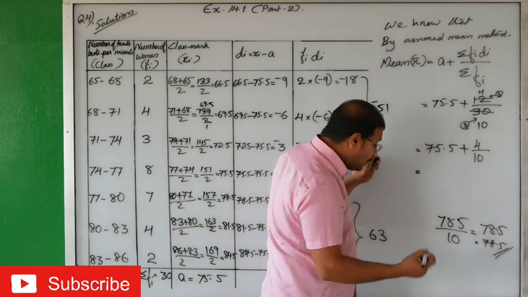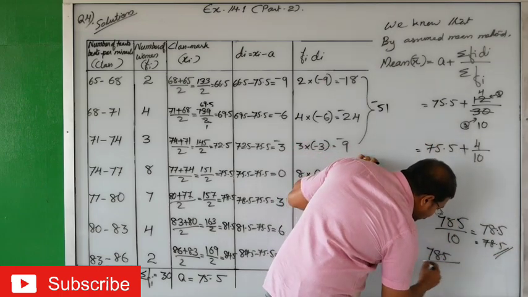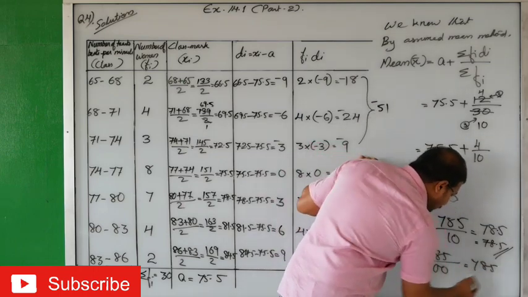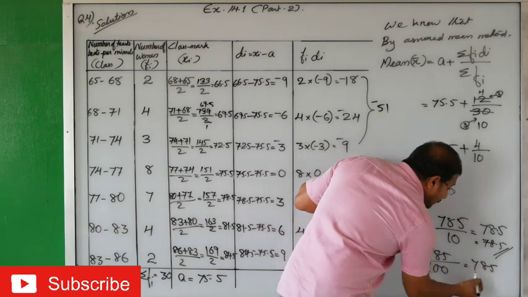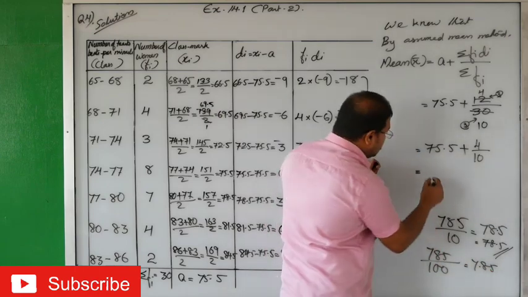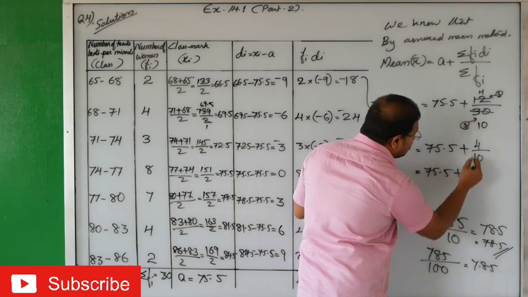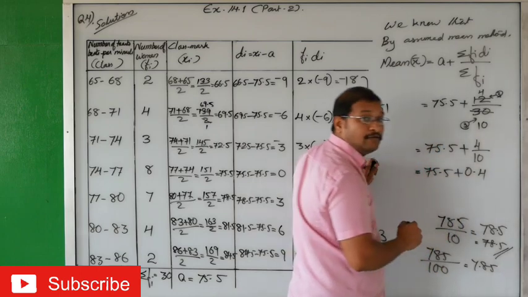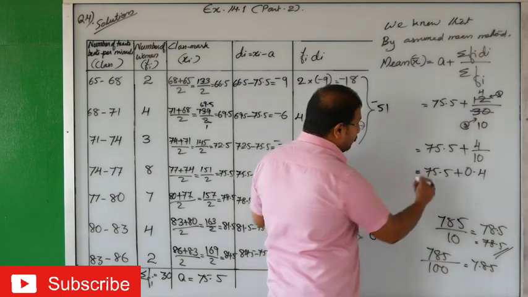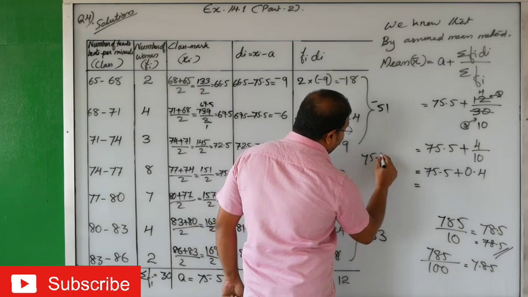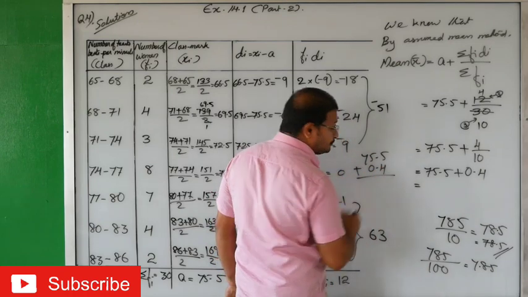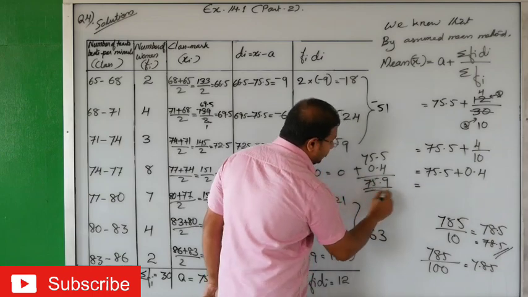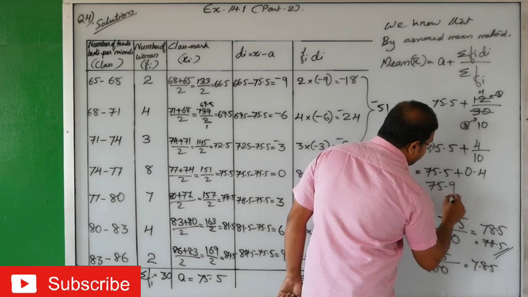Same way, if I want to find out 785 divided by 100, what you will do? This equals 785. How many zeros are here? 2. From right, left, 2 digits, point will put. Equals 75.5 plus, here what you are going to get? 0.4, isn't it? That means you will write 0.4. Ready? Now we will add this. 75.5 plus 0.4. Ready? 5 plus 4, 9, and we will get 75.9.